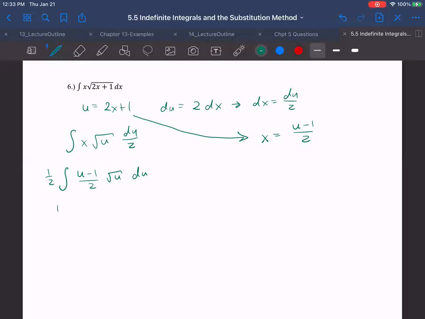And so then I get 1/4 integral, and now I have square root of u is just u to the 1/2, right? So this becomes u to the 3/2 minus u to the 1/2 du. And that you should be able to integrate. So take a minute and finish that integral.